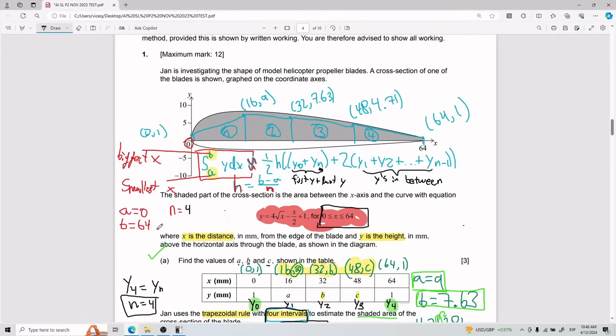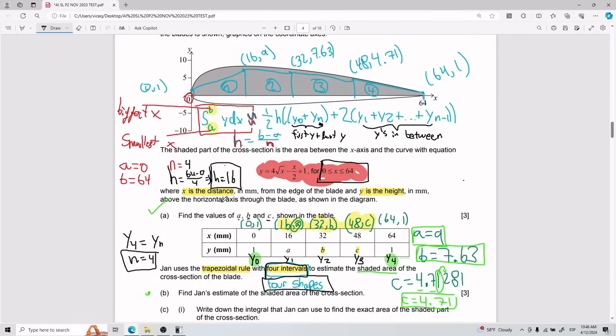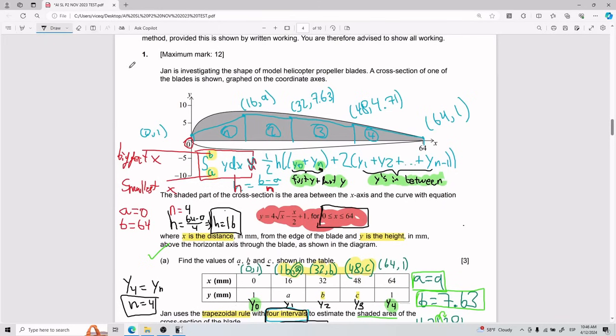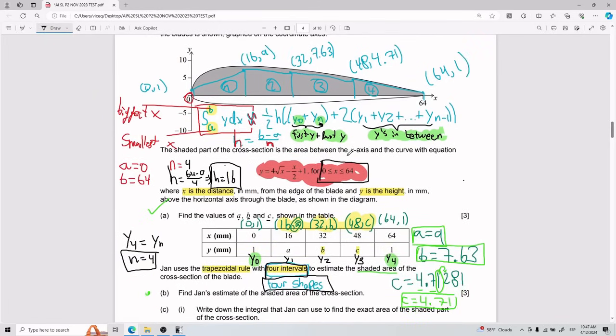So if a is 0, b is 64, and n is 4, that means h is 64 minus 0 divided by 4, which means h is 16. So this is the first and maybe hardest part, understanding the amount of n's. Remember, the first y is technically y0, and your last y is yn. Then your other parentheses is all the y's in between. If I plug it in, it's going to look like this.